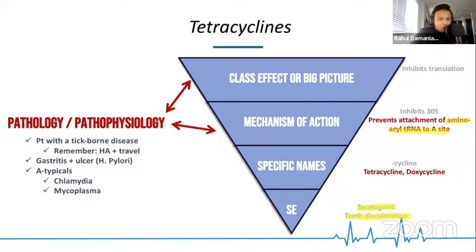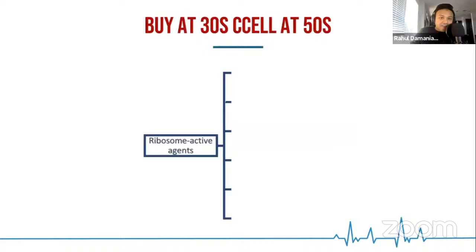What are some pathophysiology tie-ins here? Well, remember that for tick-borne diseases, we typically are going to be using doxycycline. And a lot of tick-borne diseases not only have the travel history and the location in the world that these ticks come from, but the majority of arthropod-borne diseases are going to have headache in the symptomatology in your vignette. We use tetracyclines for H. pylori, so think about it when you see gastritis or ulcers in your vignettes. And you can use tetracyclines for chlamydial infections as well as for atypical mycoplasma or atypical pneumonias.